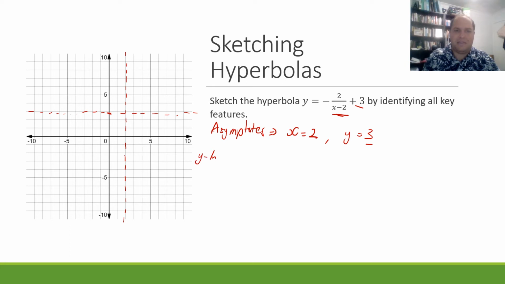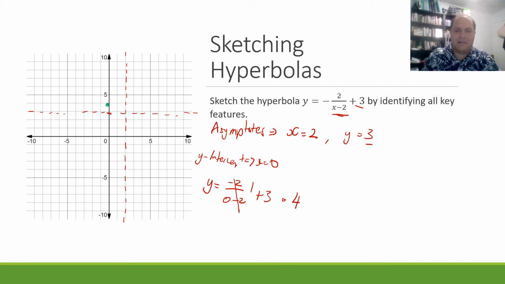Let's do our y-intercept. So x equals 0. That means y is going to be -2 over 0 minus 2, plus 3. So that'll be -2 over -2, which is just 1, and 1 plus 3 is 4. So my y-intercept is going to be up here, right there.